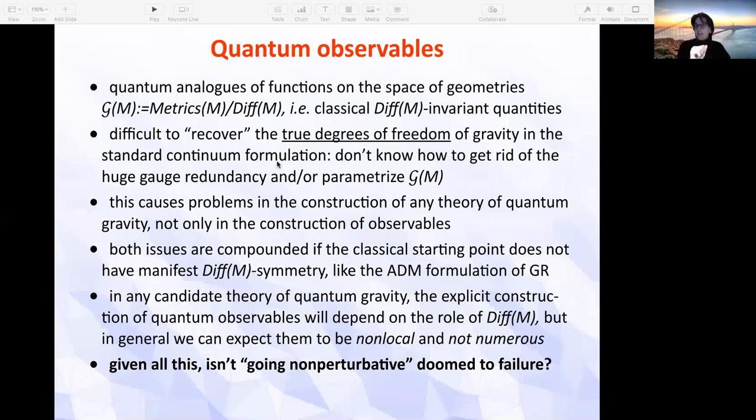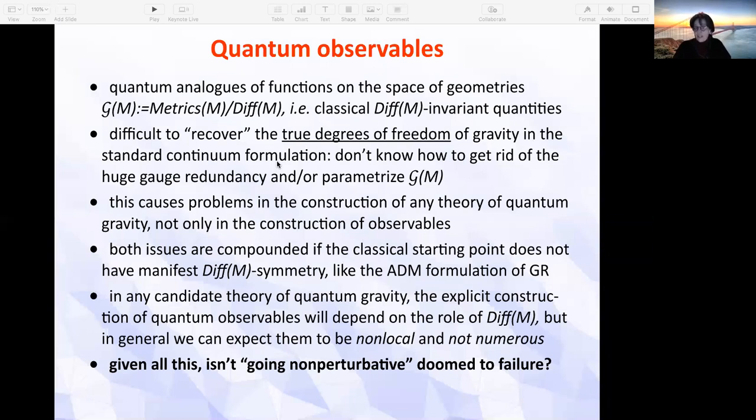So many problems clearly here, and one wonders, okay, maybe we are able to handle these issues, say, in a perturbative setting, like perturbative quantum gravity, which in an effective sense may be a good description up to certain energy scales, but now really truly going non-perturbative, isn't this completely doomed to failure?